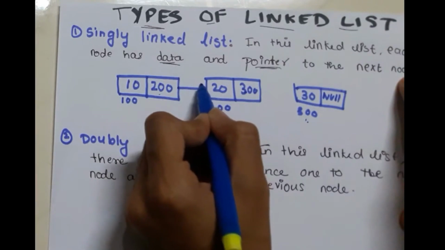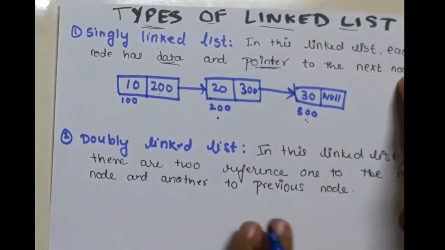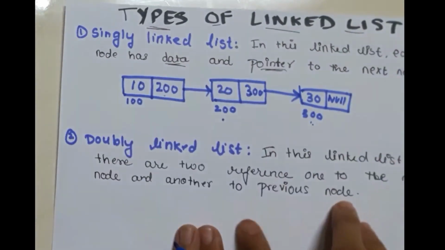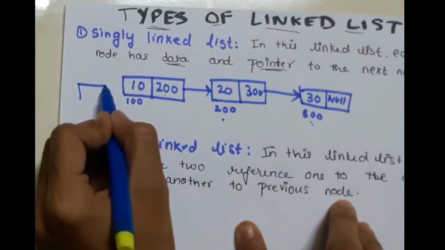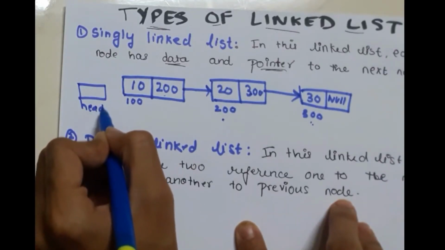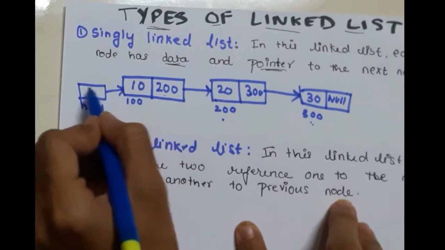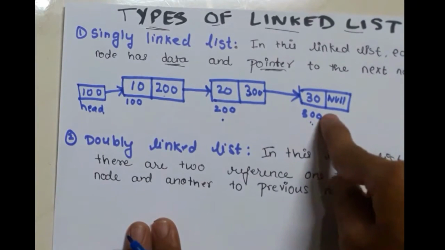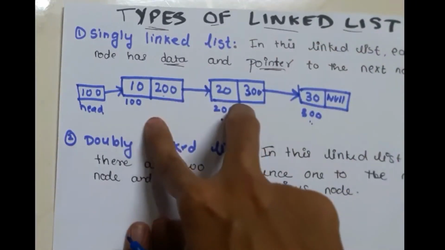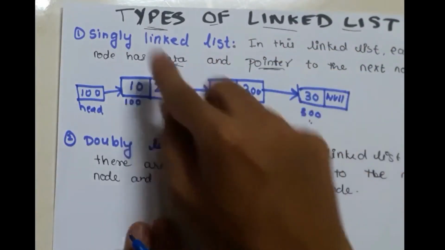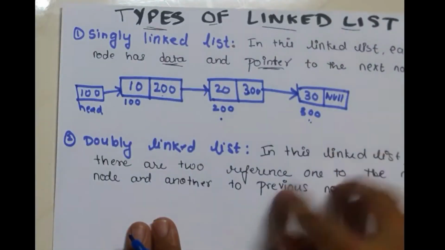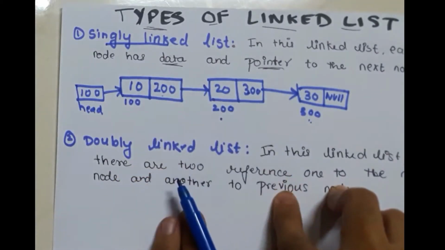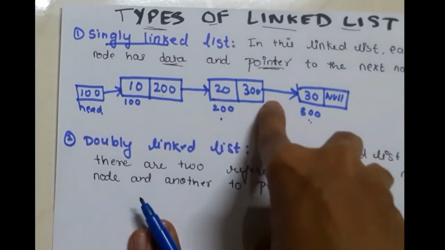And now there will be creation of links, isn't it? Now that should be something which hold the address of first node. So here there is a head pointer. This head pointer will hold the address of first node. The address of first node is 100. Okay. So in this linked list you can see there is only one single link through which the nodes are linked or connected. That is why the name is singly linked list. Okay. And in this linked list only forward traversing is possible. So this is a singly linked list.